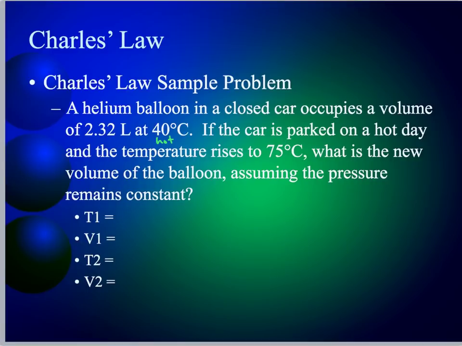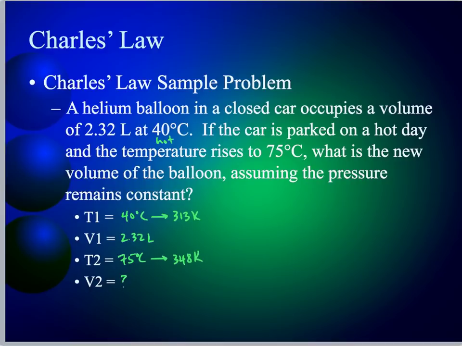Well, my initial temperature here, T1, we're saying is 40 degrees Celsius, but the problem with that is it must be in Kelvin. So we're going to take 40, and we're going to add to that 273, and that should give us 313 Kelvin. You have to do that, or this problem is not going to work. My initial volume was 2.32 liters. T2, so 75 degrees Celsius. And we got to convert that over to Kelvin, so plus 273. And that is 348 Kelvin.